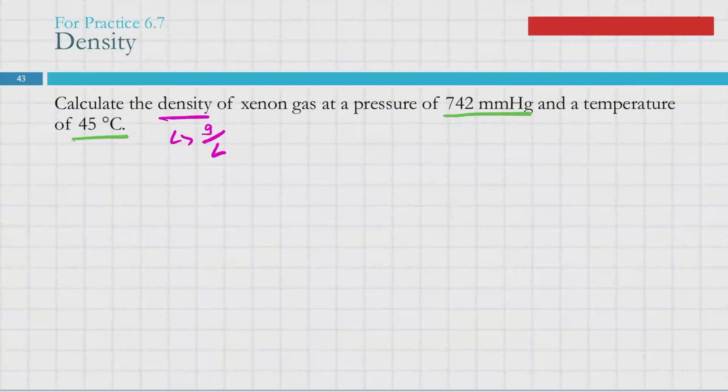Density for gases is typically going to be grams per liter. We can use the identity of the gas, xenon, to get our grams per mole. We were not told specifically that we had a specific amount of moles, so we can just pull our molar mass from the table, our periodic table. So 131.29 grams per mole.